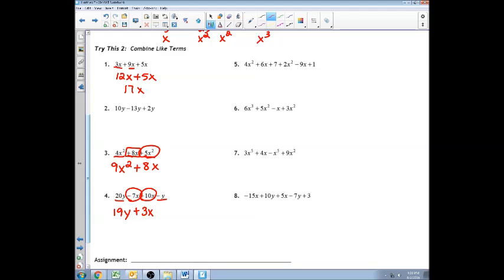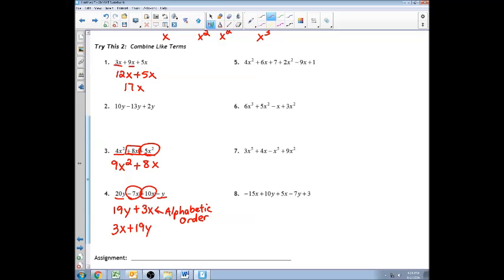The one last thing I want to talk about, whenever we rewrite algebraic expressions, we want to write them in alphabetical order. Right now, this is not in alphabetical order. So in order to write it correctly, we would need to write it 3x plus 19y. Okay? Now, what I'm going to do is give you 2 minutes to try 2 and 5 through 8.